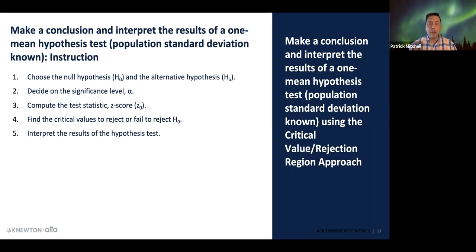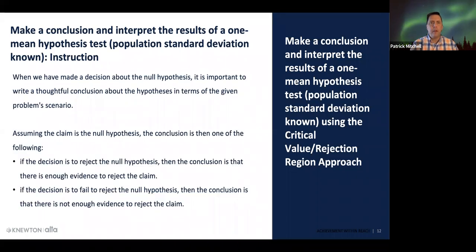And then this is really important. You want to write a good English sentence that interprets the results of the hypothesis test. In other words, don't just end it by saying reject the null hypothesis or fail to reject the null hypothesis. You need to write an interpretation of what that means in terms of the actual problem. And of course, we'll do examples.